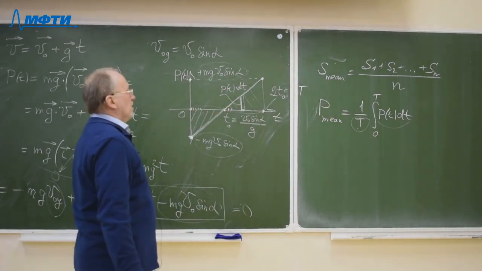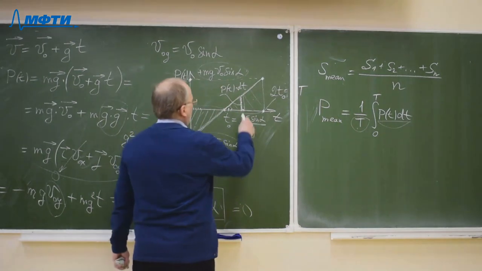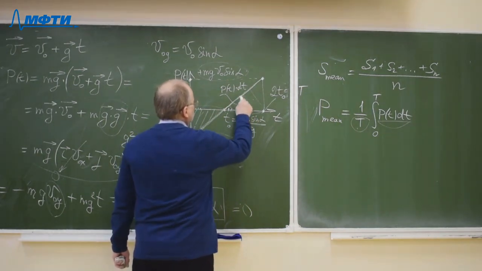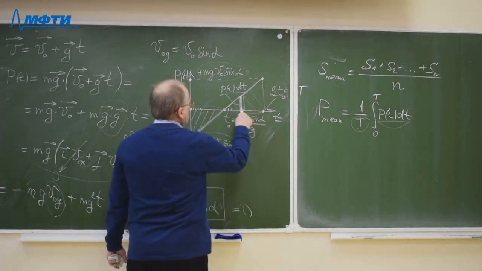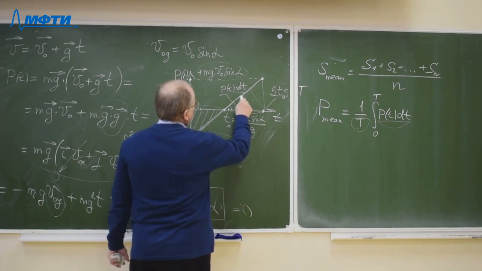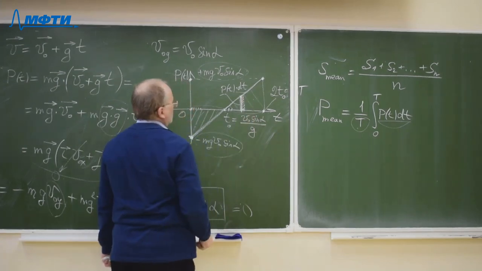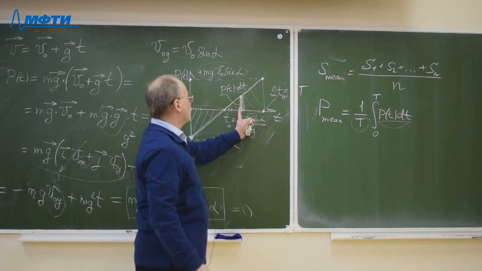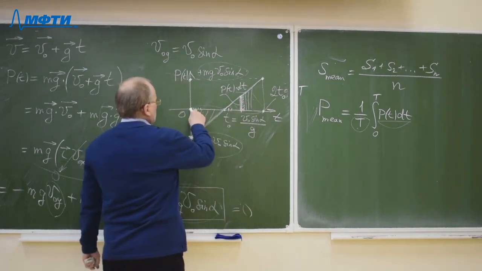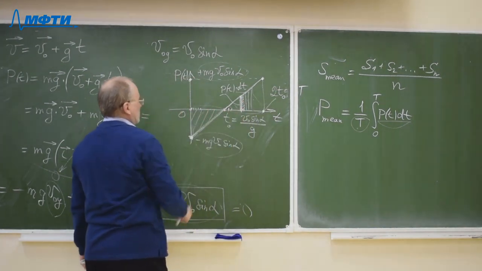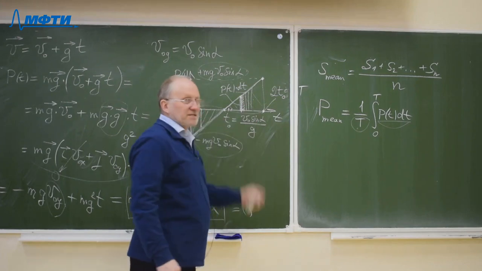similar formula. And what is this integral if it's the sum of such products, the product of power, which is depicted here by vertical section, multiplied by small interval of time? If we multiply the vertical side of this figure by the horizontal side, we will obtain the area of this figure. And if we sum up all these areas, we will obtain the total area of this figure. The first triangle will have negative area because the power here was negative, and the second triangle will have positive area, but these two triangles are equal, as I told you.